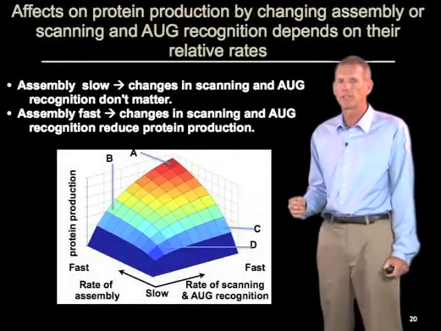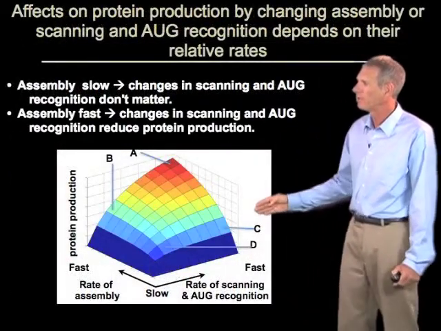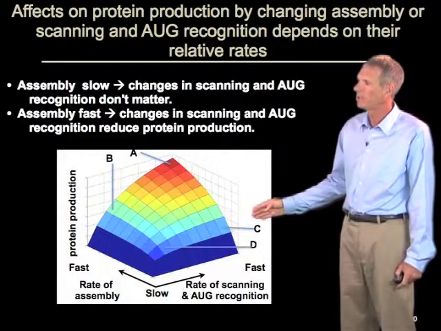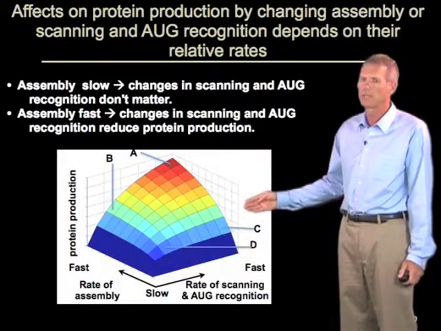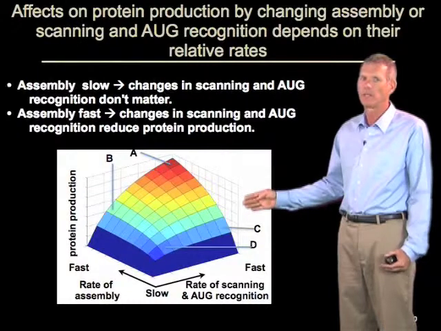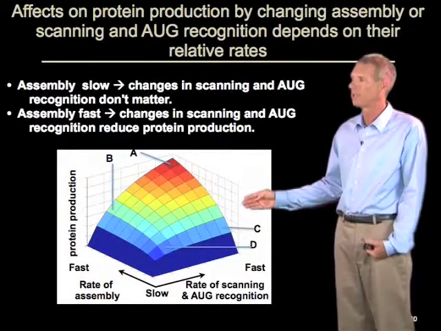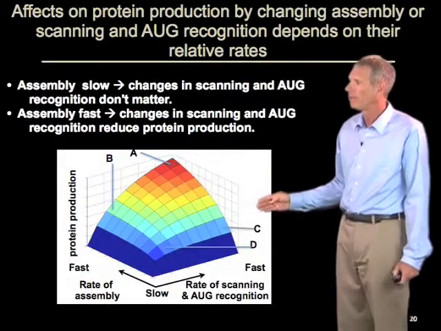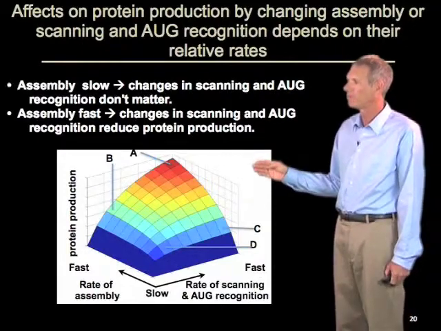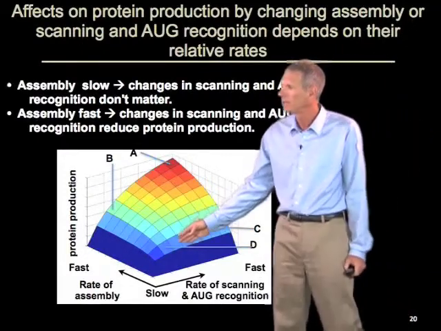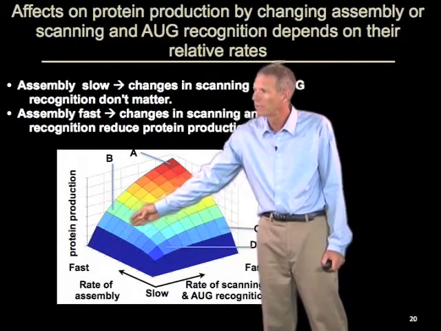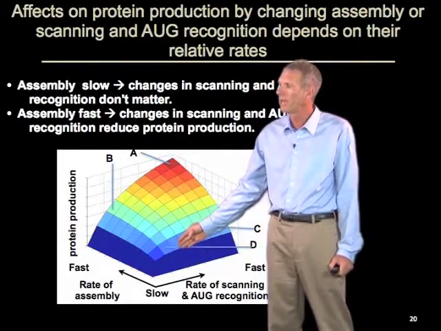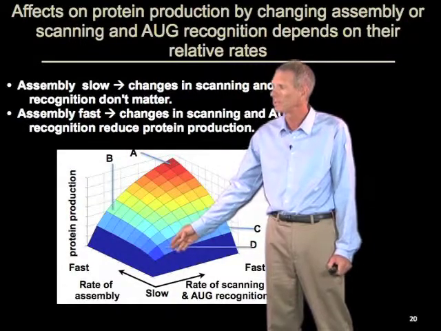And that's illustrated in this slide, where this is basically a graph showing protein production as a function of the rate of assembly of the translation complex and the rate of scanning and AUG recognition. All right, so let's consider two different mRNAs. So if we look down here, this axis here is the rate of assembly. So consider an mRNA whose assembly is slow. Okay, so this would be right here.